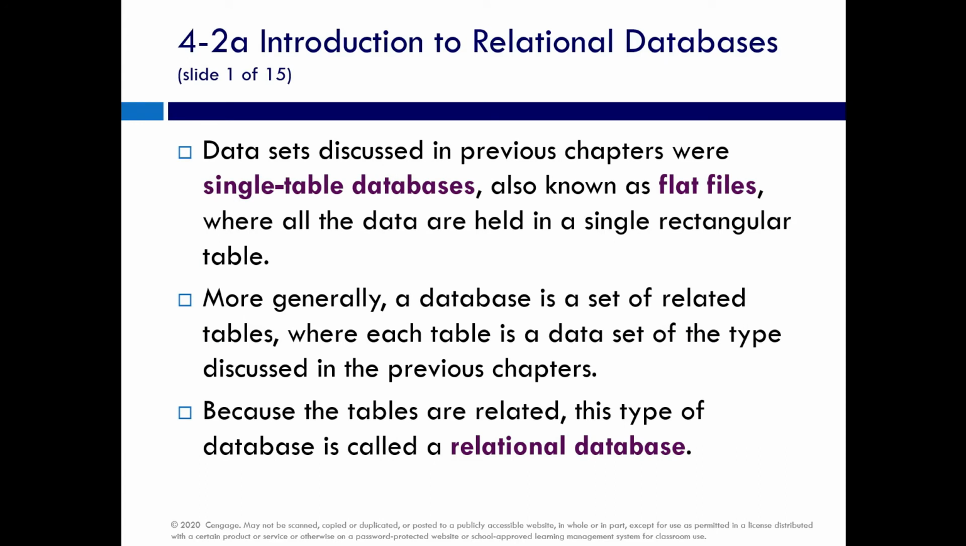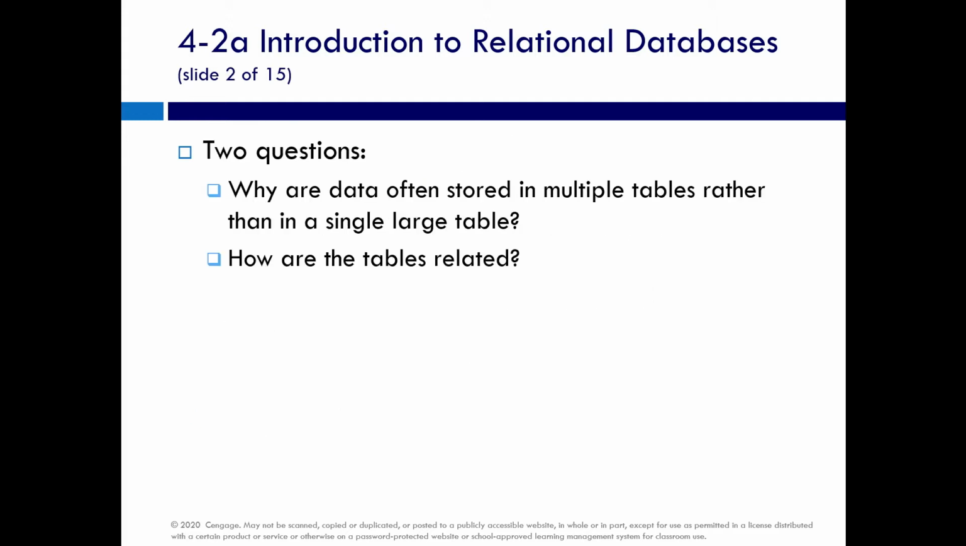Introduction to relational databases. Data sets discussed in previous chapters were single table databases known as flat files, where all the data are held in a single rectangular table. More generally, a database is a set of related tables, where each table is a data set of the type discussed in the previous chapter. Because the tables are related, this type of database is called a relational database.